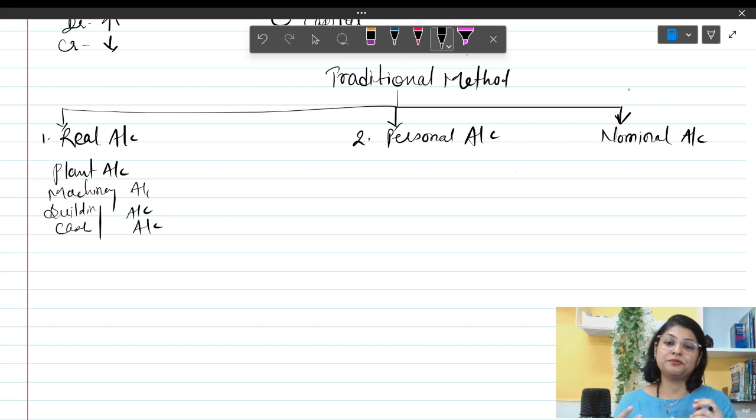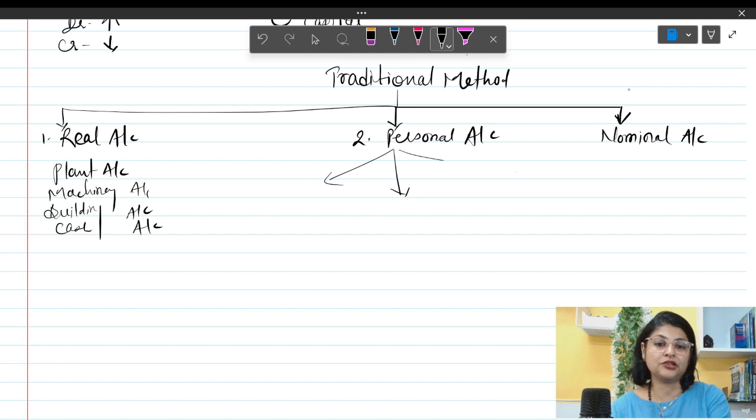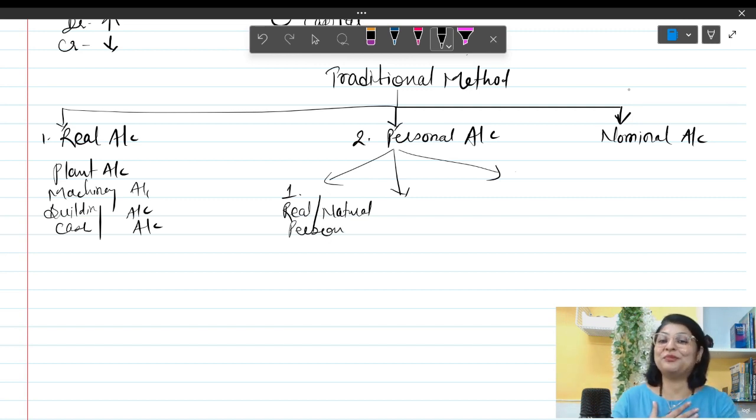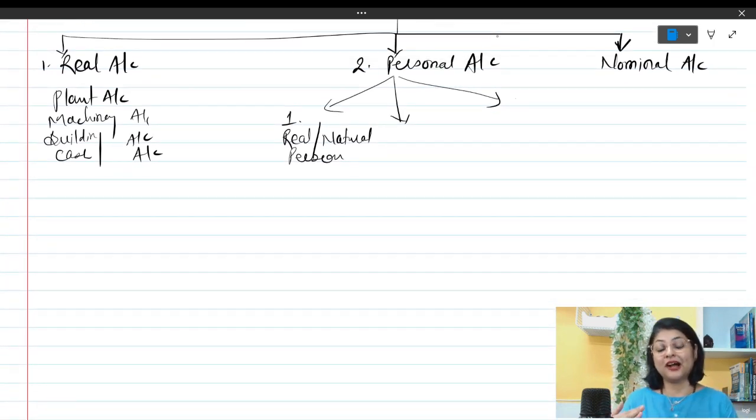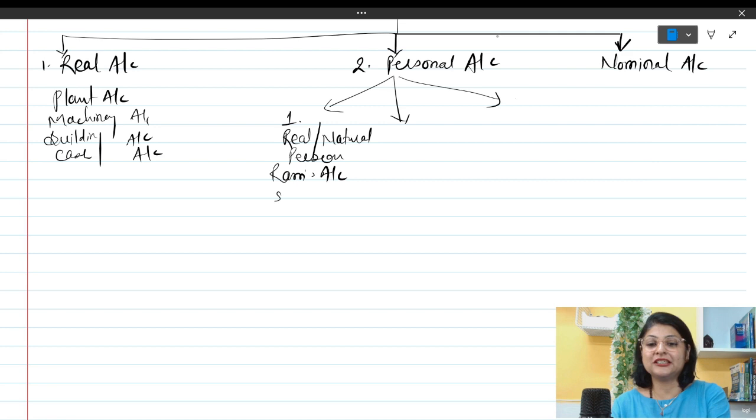Whereas personal account has 3 types of classification. Under personal account, number 1, we have real person or natural person. Who is a real person or natural person? Real or natural persons are people like you and me, who are live human beings. They are known as natural persons. So Ram's account, Sham's account, these are accounts of natural persons.